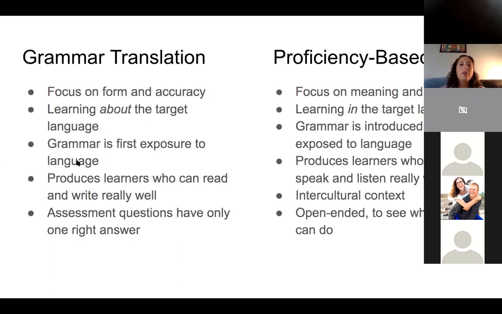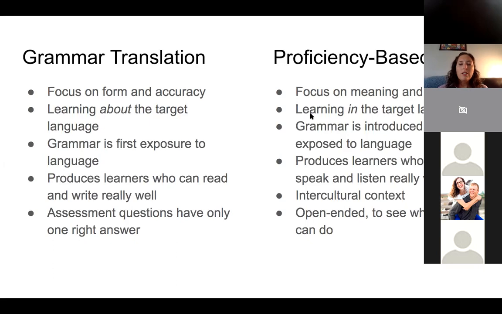In my experience, the grammar translation produces students who can read and write really well. That was me from my high school class. And then I decided that I needed more practice speaking. I needed to be in an immersion setting. So I went and did a study abroad and started really diving into more speaking.